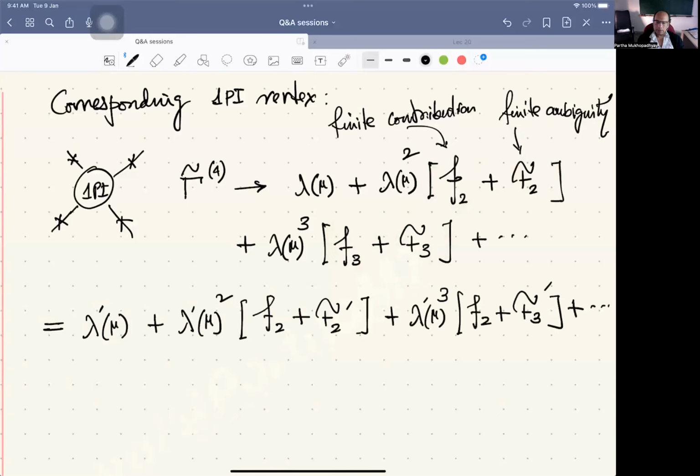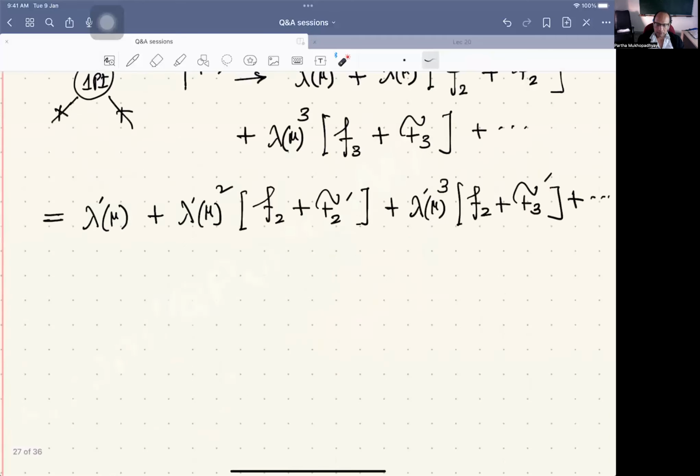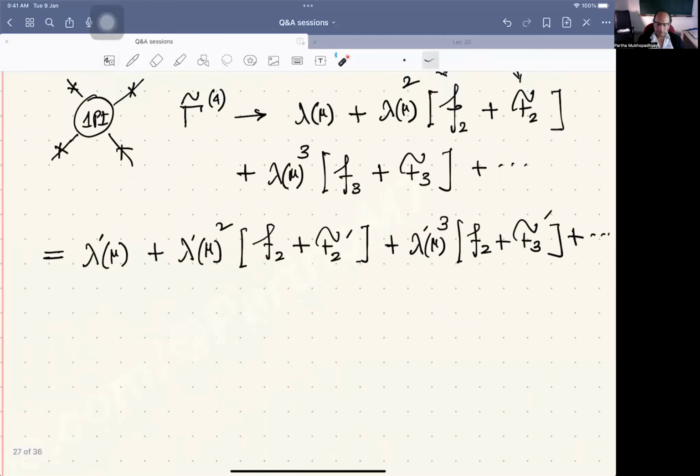So since these finite ambiguities have changed, these contributions have changed. The series can only be the same if you have a different, redefined coupling. Since it's a perturbation series, where lambda is a perturbation parameter, and these changes are finite because these are finite ambiguities, the difference between f2 and f2 prime is also finite. It induces a perturbative redefinition of the coupling. So this lambda prime must be related to lambda in a perturbative manner.